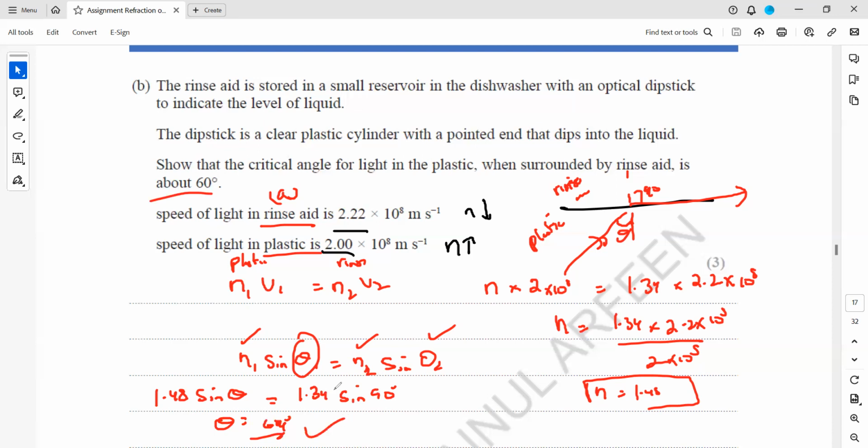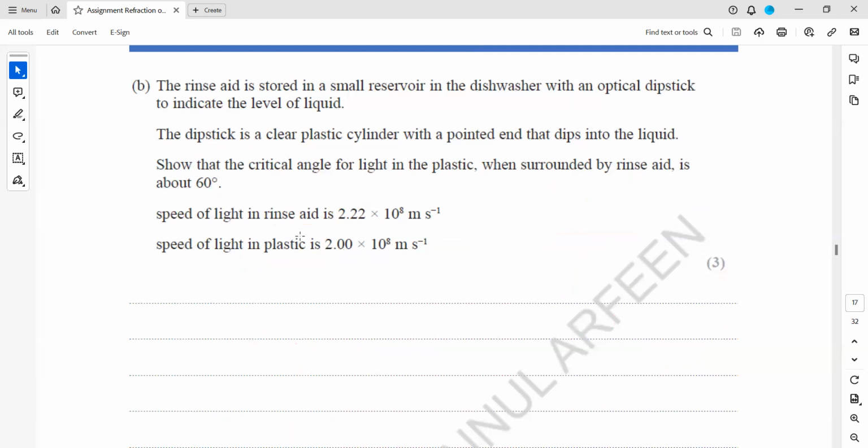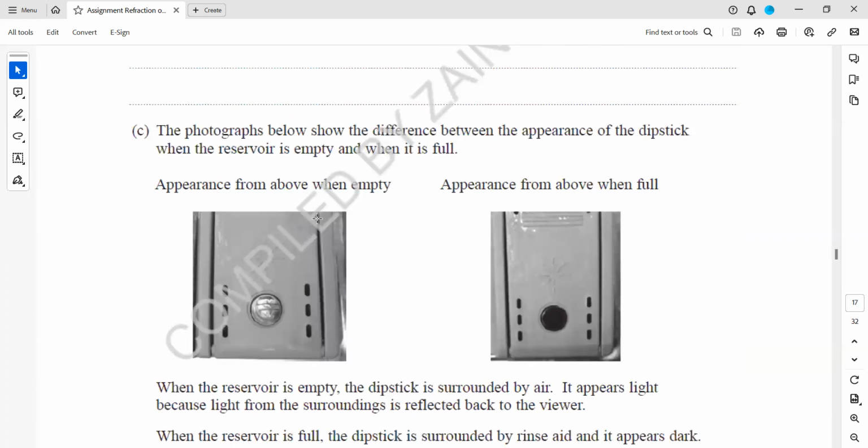Is this question clear? The next one: the photograph below shows a difference between the appearance of a dipstick when the reservoir is empty and when the reservoir is full.